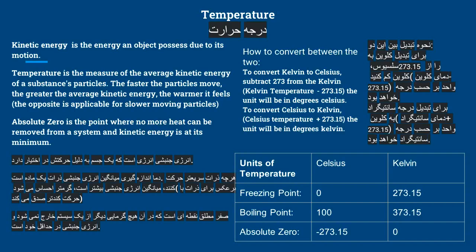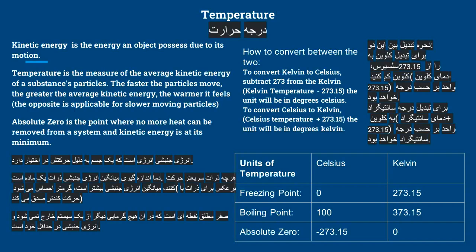For example, if we start off with 300 degrees Kelvin and we subtract 273.15, we will get 26.85 degrees Celsius. For a second example, if we have 20 degrees Celsius and we add 273.15, we will get 293.15 Kelvin.